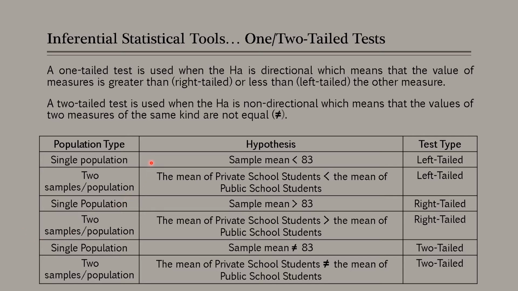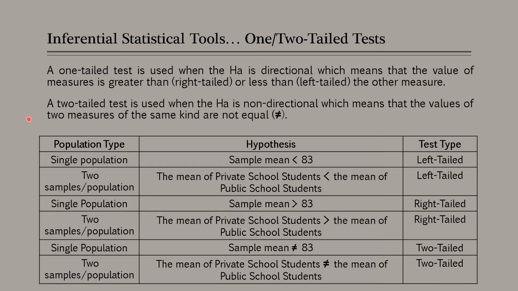is stated. A two-tailed test is used when the HA is non-directional, which means that the values of two measures of the same kind are not equal. It has a not equal sign in the alternative hypothesis.